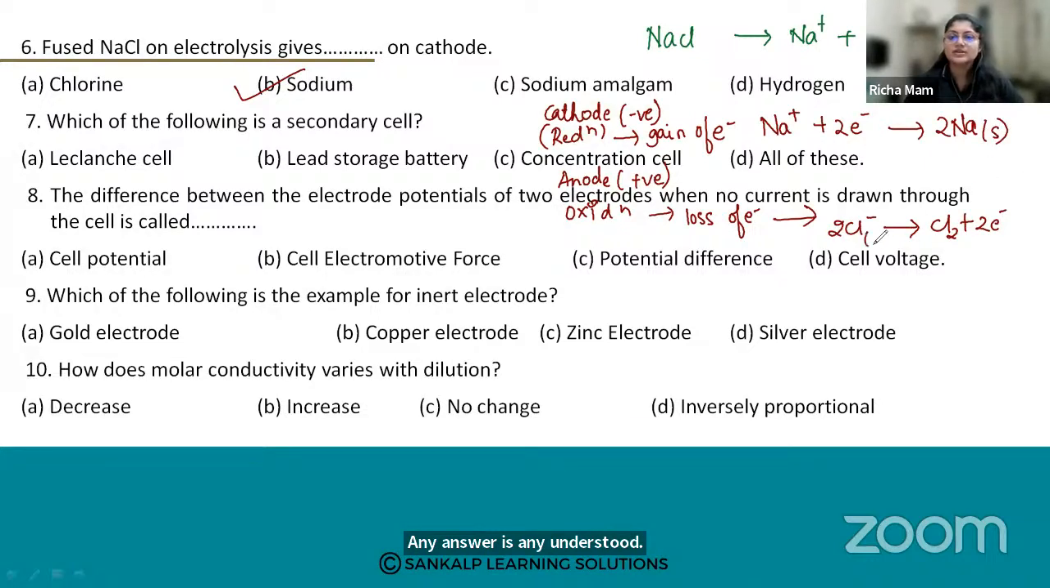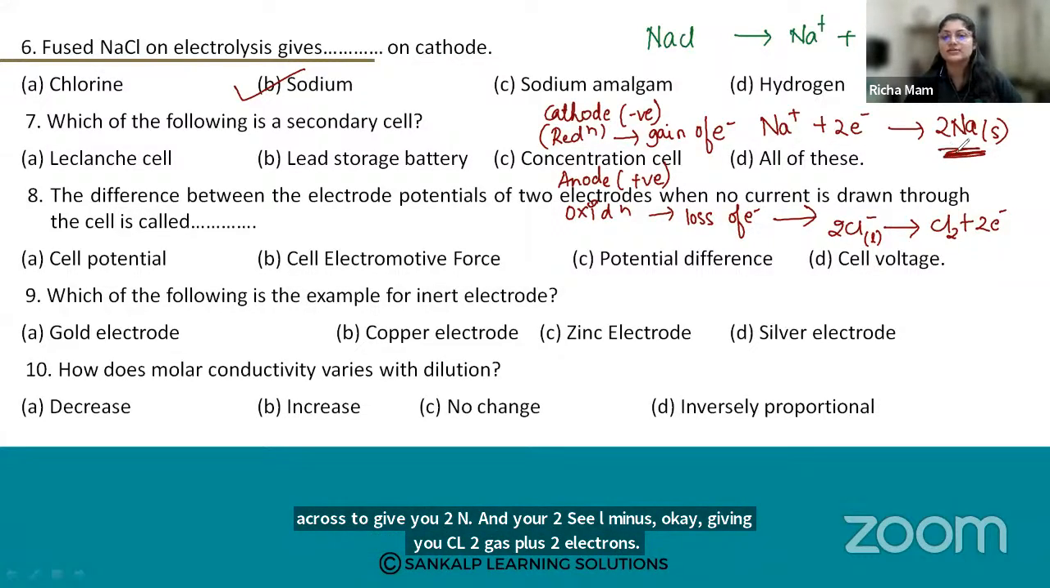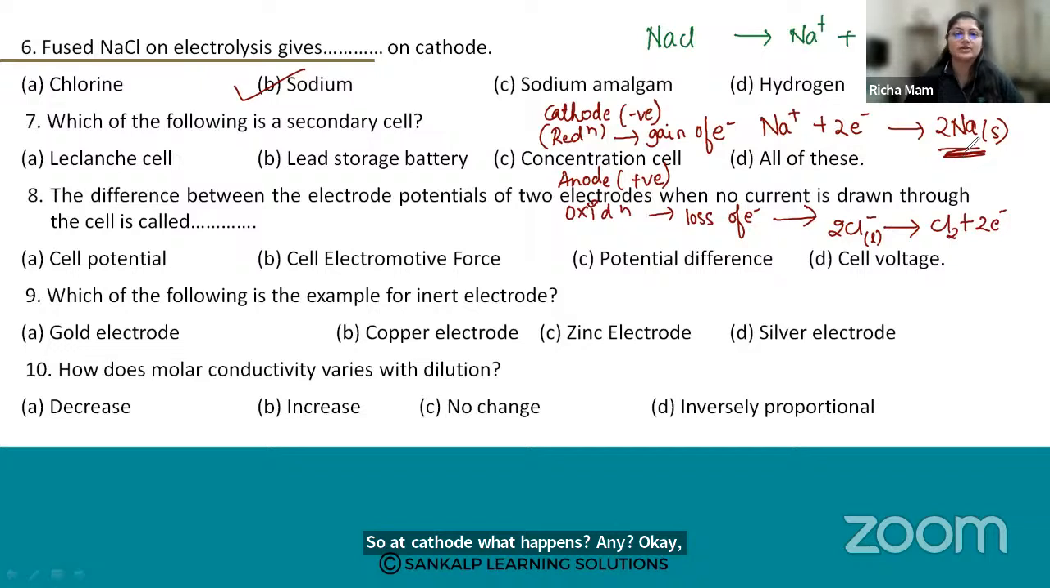So this is the reaction. Na plus gains an electron to give you Na, and 2 Cl minus gives you Cl2 gas plus 2 electrons. So at cathode, what happens? Sodium is given out at the cathode.